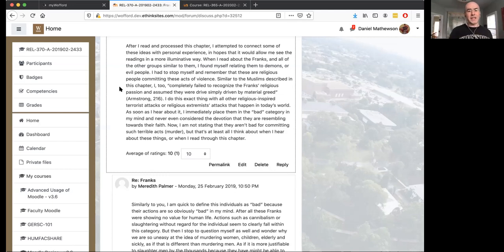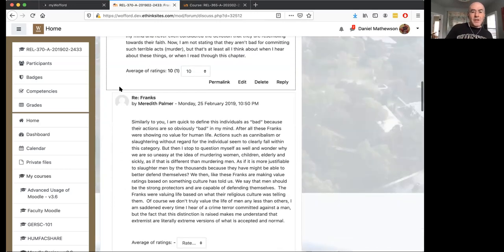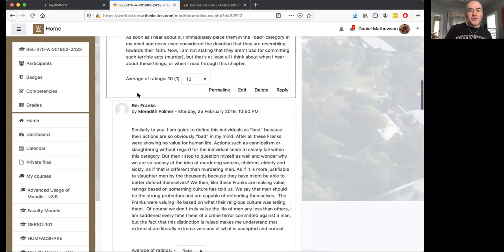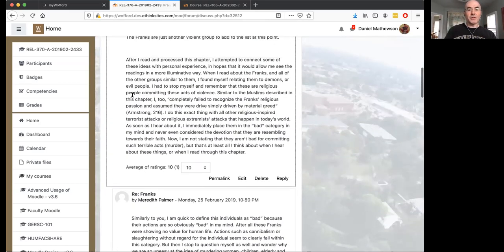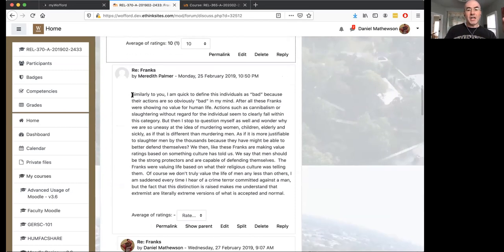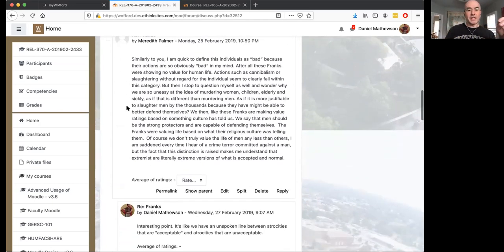So relating something from the Crusades to today's world, as soon as I hear about it, I immediately place it in the bad category in my mind and never even considered the devotion that they are resembling towards their faith. Now, why this is interesting is that the student here, Meredith Palmer, so-called student, is drawn to this personal reflection, right? And similar to you, I am quick to define individuals as bad because their actions are so obviously bad in my mind. And she goes on to explain her own engagement with thinking through this.